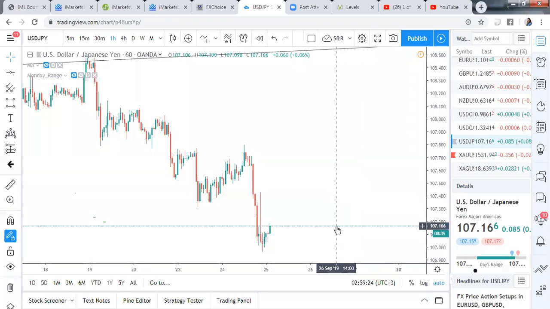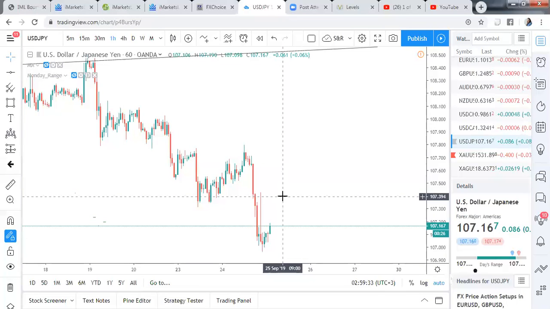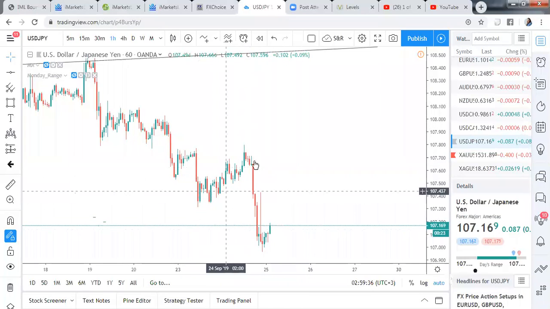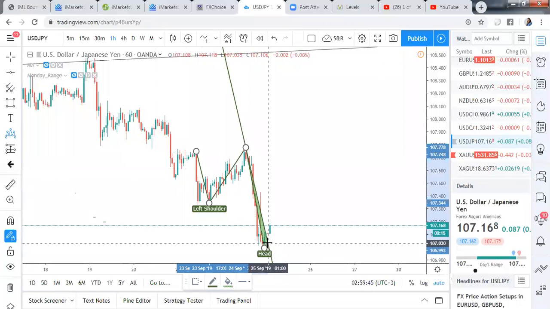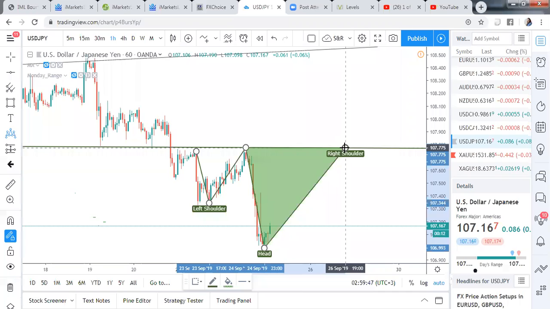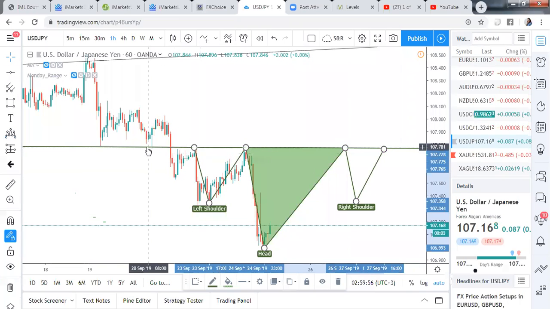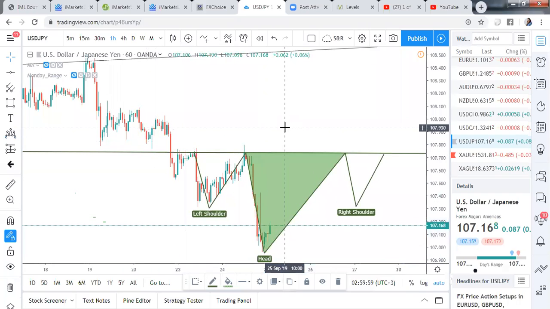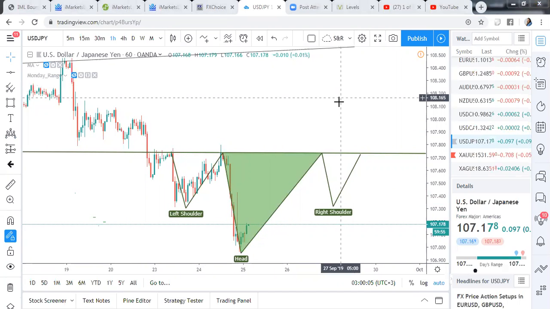You see the left shoulder? Left shoulder is done forming. The head is forming. This is the head. Left shoulder, done. Look. Left shoulder. Head. This is going to come back up to around here. Right shoulder. Inverted. Oh, coach, that's what you were talking about. I didn't see that one. Sorry about that, man. That was my bad, coach.